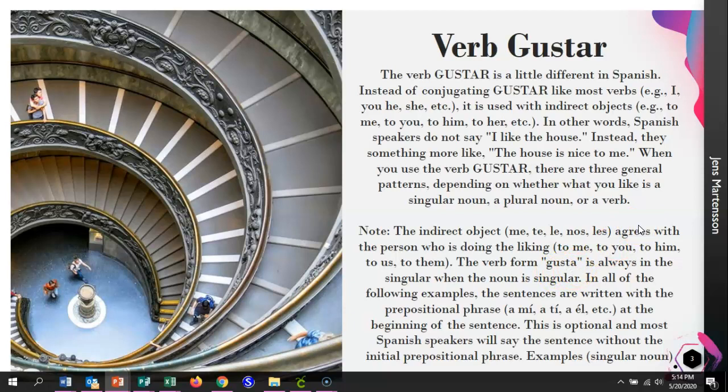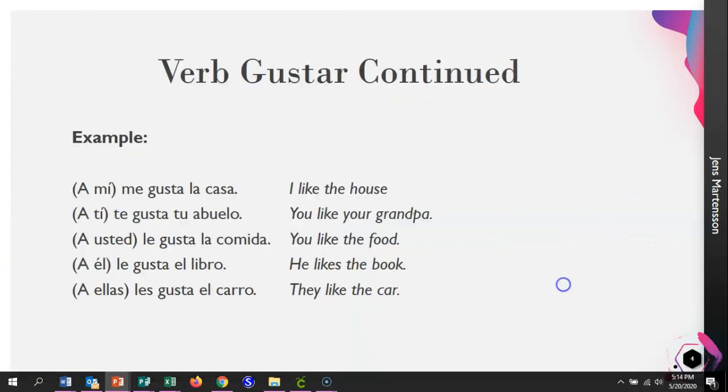In all of the following examples, the sentences are written with the prepositional phrase a mí, a ti, a él, etc. at the beginning of the sentence. This is optional, and most Spanish speakers will say the sentence without the initial prepositional phrase. For example, the singular noun. Now let's look at some examples to better understand what we just discussed.